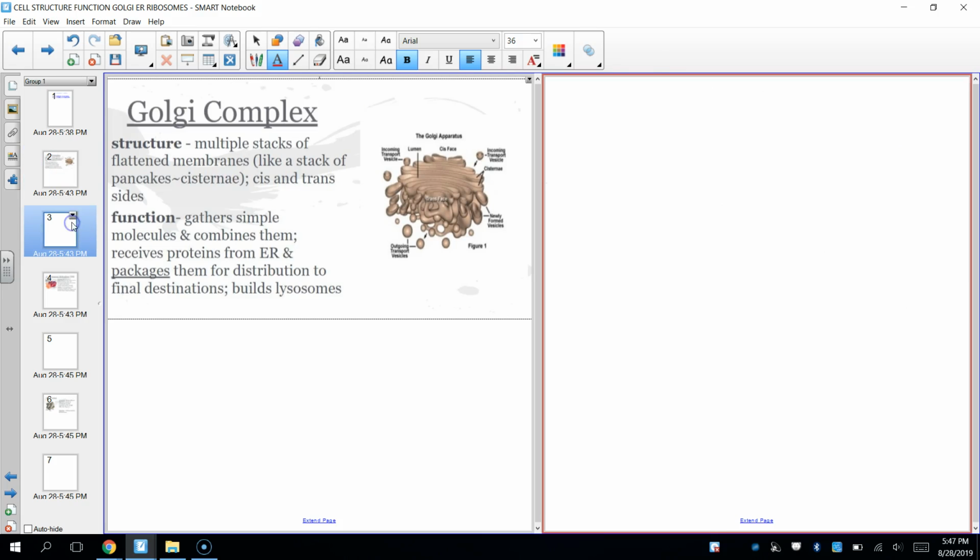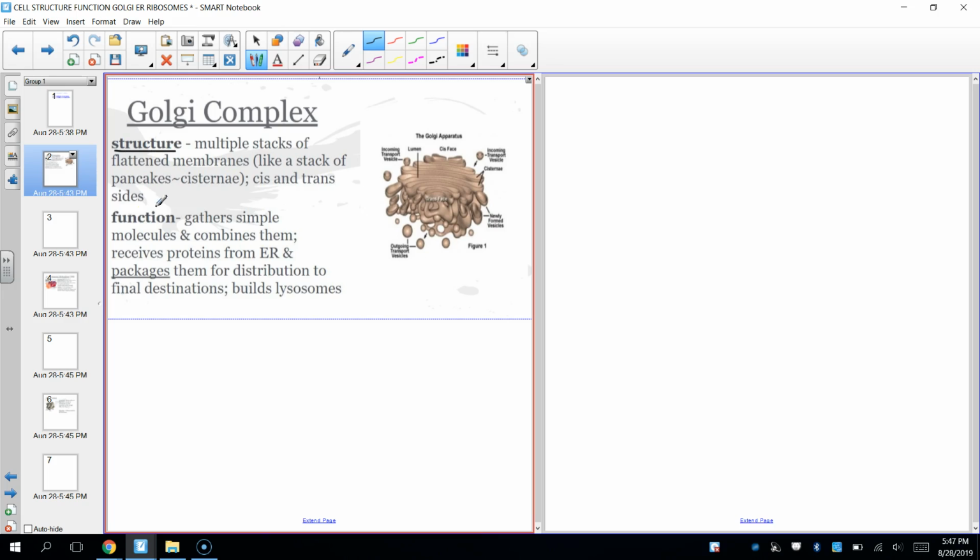The first one, the Golgi complex. We need to understand that this organelle also has a ton of surface area so that it can be very efficient. And if you recall, there are many organelles that are like that, including the mitochondria and the chloroplast, to name a few. So remember, we are talking about structure and function.